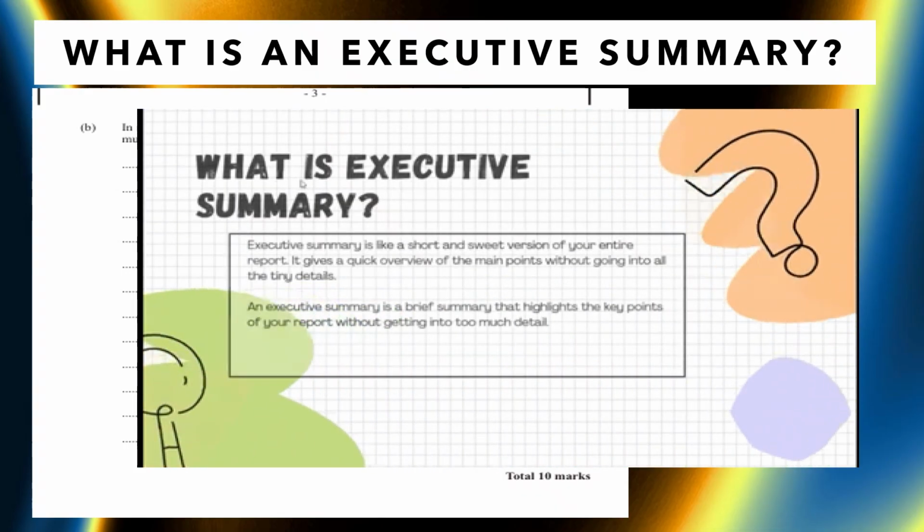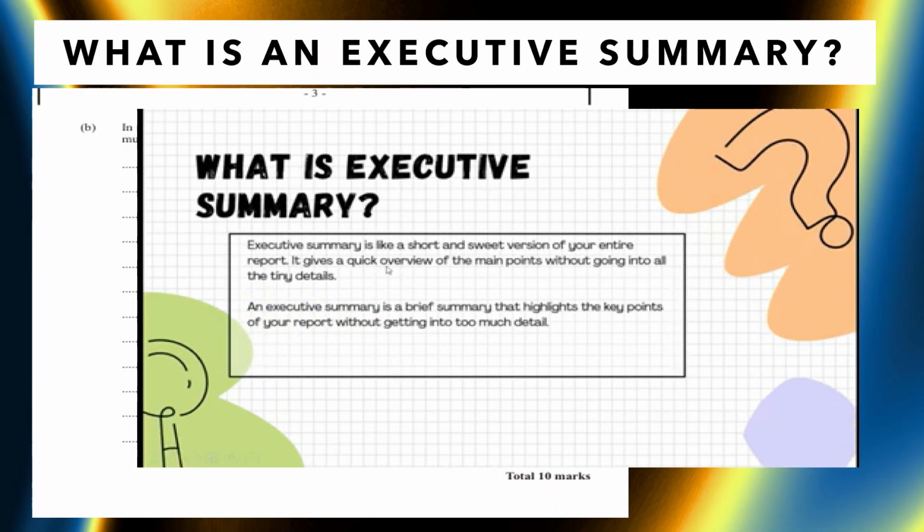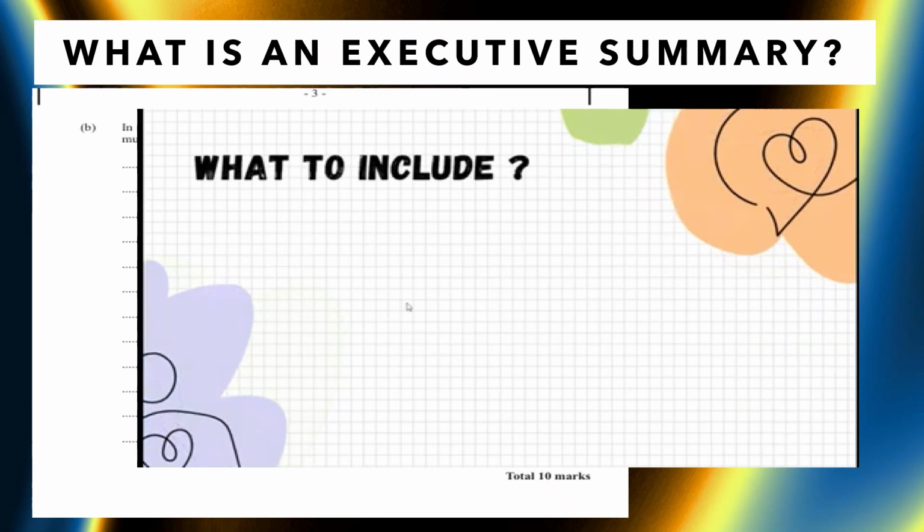What is an executive summary? An executive summary is like a short and sweet version of your entire report. It gives a quick overview of the main points without going into all the tiny details. So in simpler terms, an executive summary is a brief summary that highlights the key points of your report without getting into too much detail. Now the main question, what should be included in an executive summary?